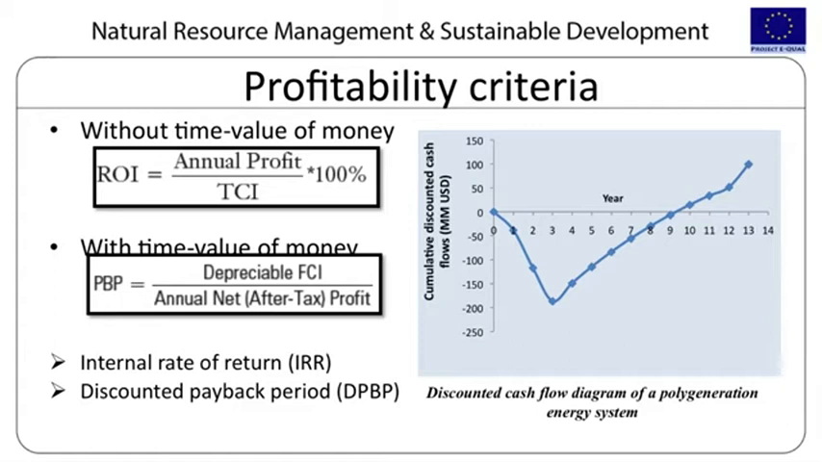In the figure, the discounted cash flow diagram of a polygeneration energy system is shown. From the figure, we conclude that in the first 3 years, the slope is negative due to capital investment for construction of the plant. Then the slope becomes positive during operation of the plant and revenue generation. After 9 years, cumulative discounted cash flow becomes positive. Hence, discounted payback period is above 9 years and NPV after 13 years is $100 million US.